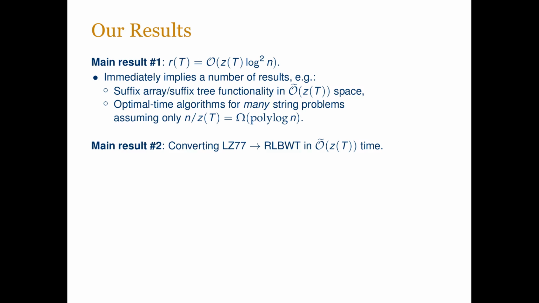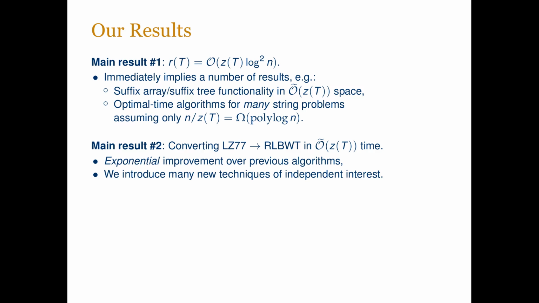Our second main result is an algorithm to convert an LZ77 compressed file into a run-length BWT compressed file, running in time that is roughly proportional to the size of the compressed file. Compared to the previous algorithms, ours achieves an exponential speedup. To achieve this result, we introduce a number of new techniques of independent interest. In this talk, we will focus on the first main result. We will see a complete proof of this upper bound.